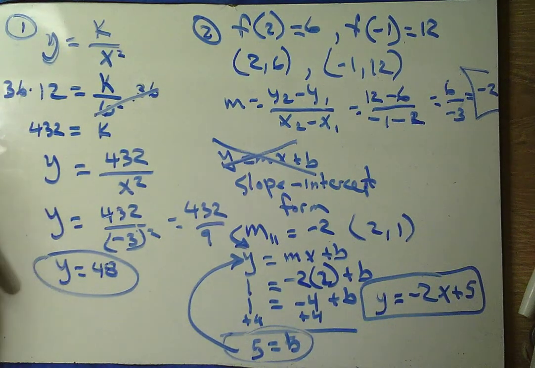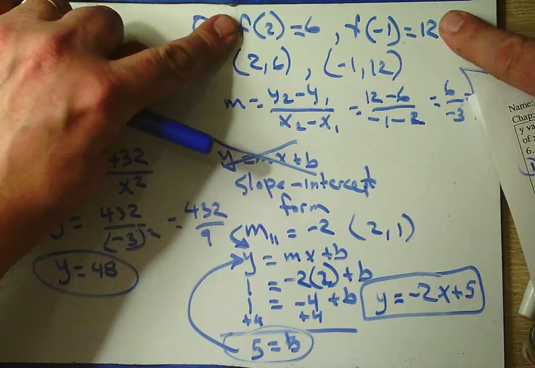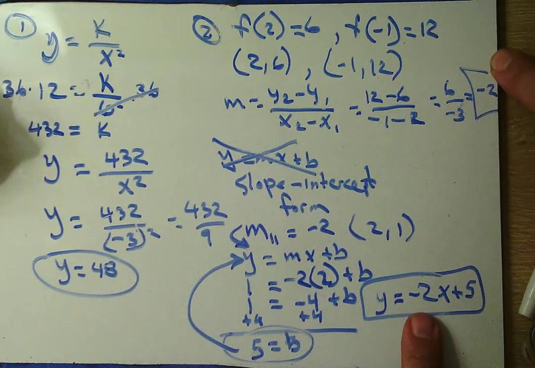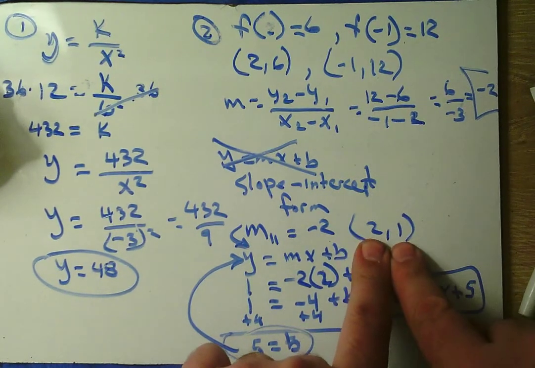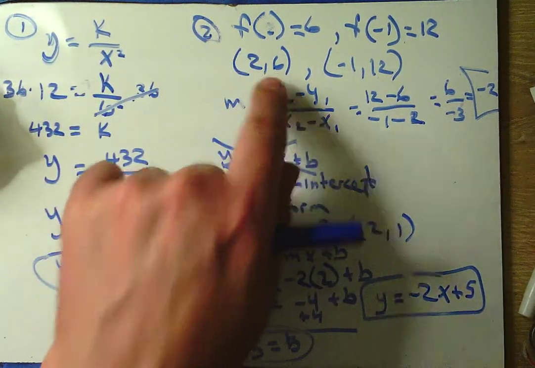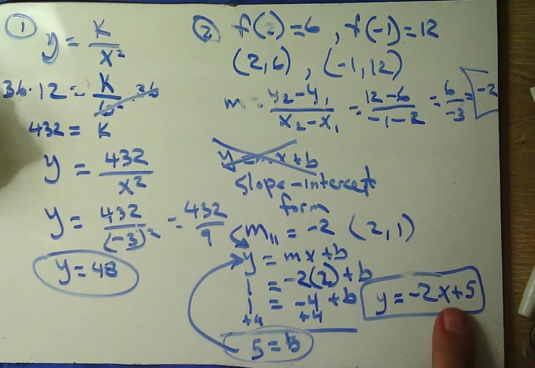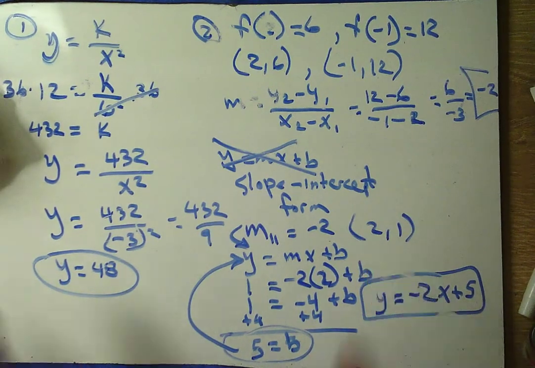The line that is parallel to the line that passes through these points has to have the same slope as the line passing through these points. But our parallel line has to be able to pass through this other point, 2, 1. This line doesn't pass through 2, 1, it passes through 2, 6. We want a line that passes through 2, 1. This is that line, parallel to this one, but passing through 2, 1.